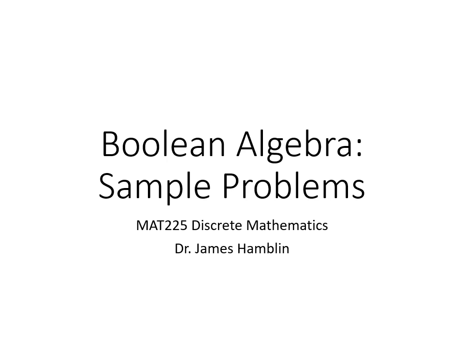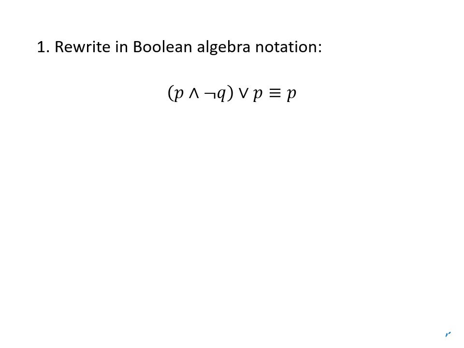In this video, I'll work through some sample problems involving Boolean algebra. For this first problem, we're asked to rewrite this logical equivalence in Boolean algebra notation. So what we have to remember is that the logical symbols correspond to Boolean algebra symbols. The AND symbol corresponds to multiplication, the OR symbol corresponds to addition, and the negation symbol corresponds to the prime.